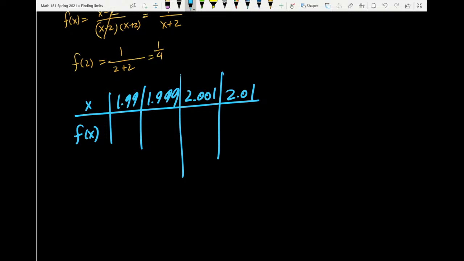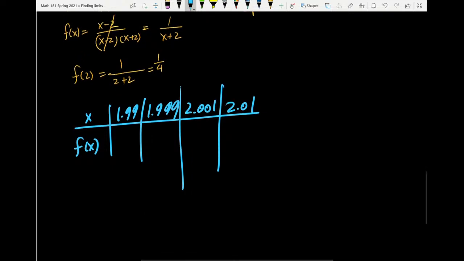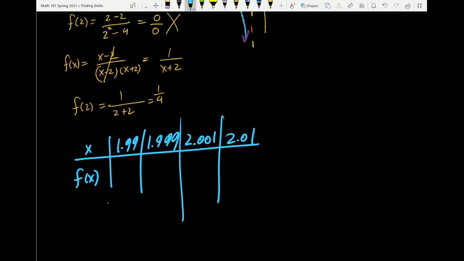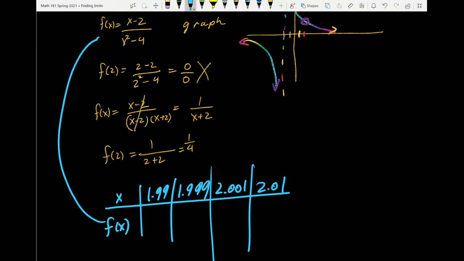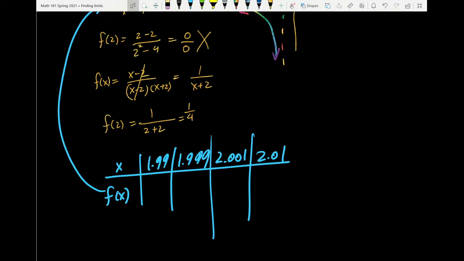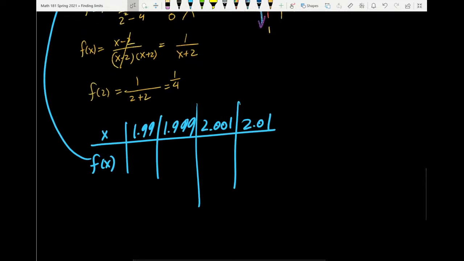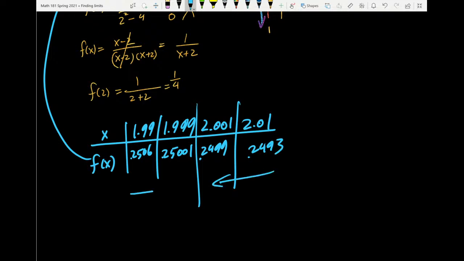So if I evaluate this x, what is f of 1.99? What I'm doing is plugging into this function right over here, or you could plug it into the simplified function too. If you plug that in, you get some interesting numbers: 0.2506, 0.25001, 0.2499, and then 0.2493. As you can see from the left and the right, you're approaching 1/4.